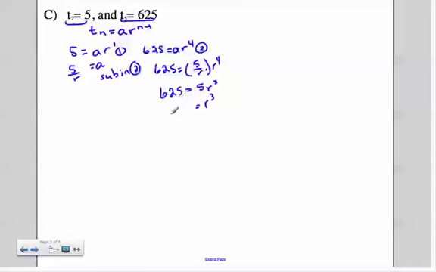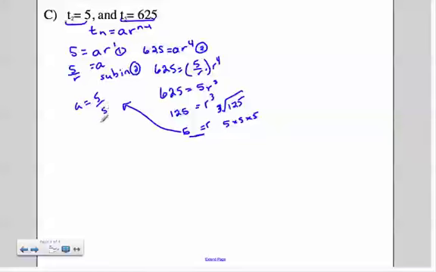I'm going to bring this over and divide. So 625 divided by 5 is 125, and the cube root of 125 is 5. You can either do that in your calculator using the cube root of 125, or know that 5 times 5 times 5 is 125, so it takes three 5s. Now that I know what R is, I bring it over here, and I get A is 5 divided by R, which is 5, so A is 1.